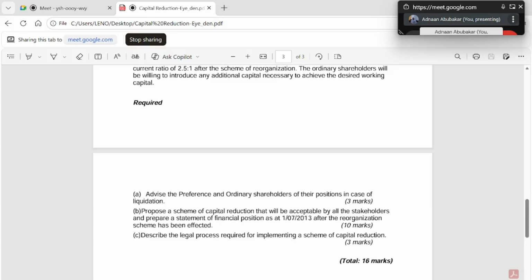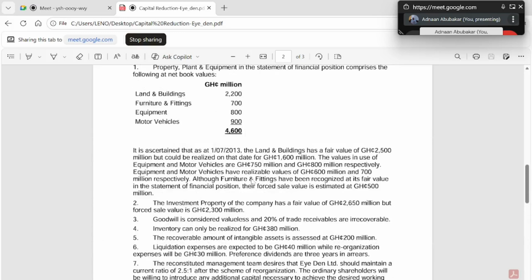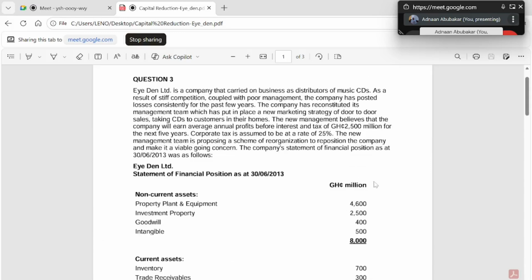Now, propose a scheme of capital reduction that will be acceptable to all the stakeholders and prepare a statement of financial position as at 1st June 2013 after the reorganization scheme has been effected. Third, describe the legal process required for implementing a scheme of capital reduction. You see, this is a full question. Now, having seen what they want you to do, let us go through the question.